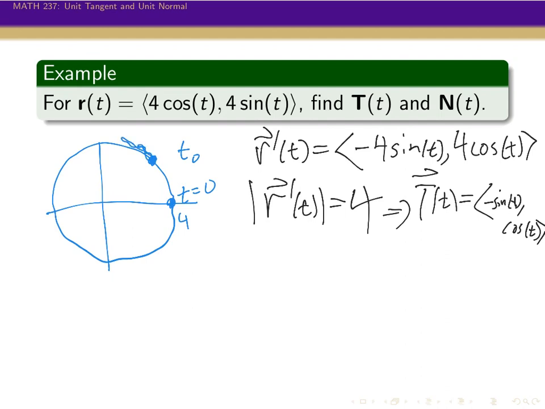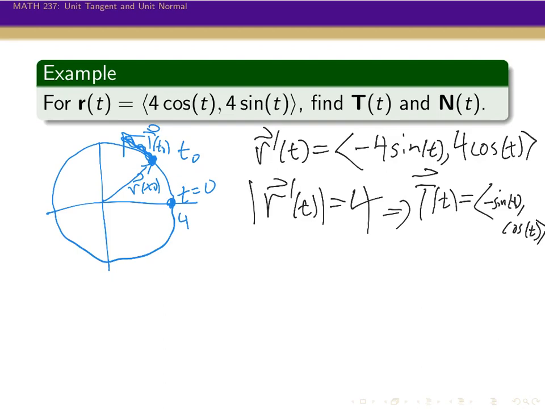Well, the tangent to a circle is always going perpendicular to it like that. In fact, it's always going perpendicular to the position vector, right? So that would be r of t naught. T of t naught is going to be looking like that. It's only 1/4 as long. You can double check here if you dot these two together that they're going to be perpendicular to each other. You're going to have minus 16 sine cosine plus 16 sine cosine, so they cancel off.